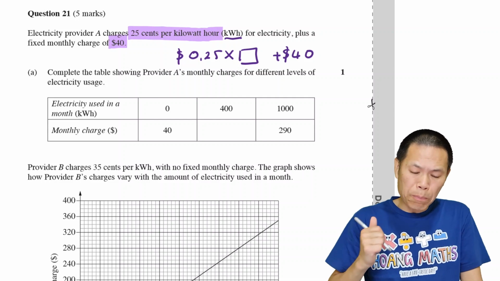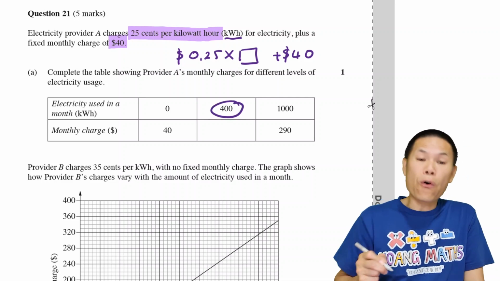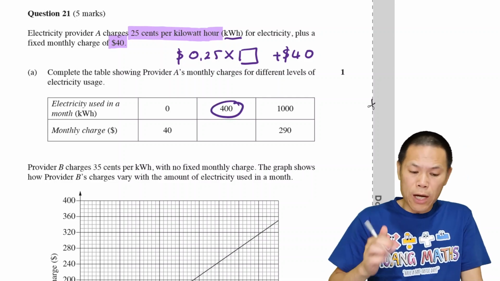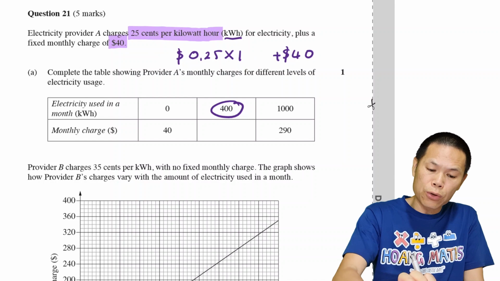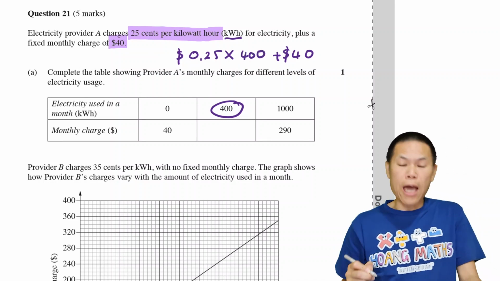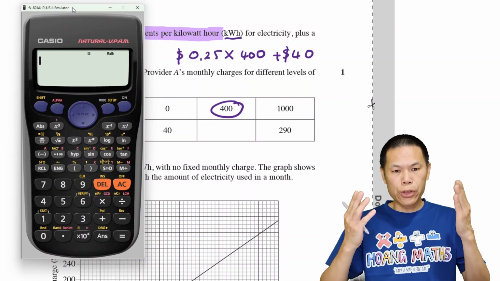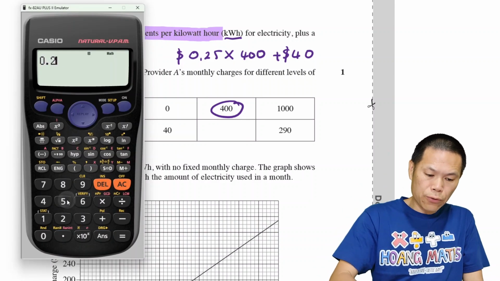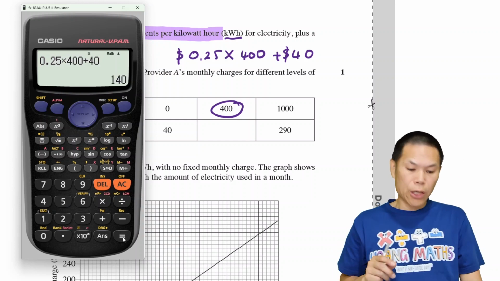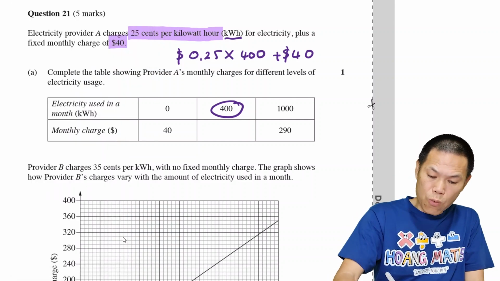We need to complete the table below here. When the electricity used is 400 kilowatt hours, we go 0.25 times 400, and we add 40 on top. I will use a calculator. 0.25 times 400, and we add 40. There you go, 140.